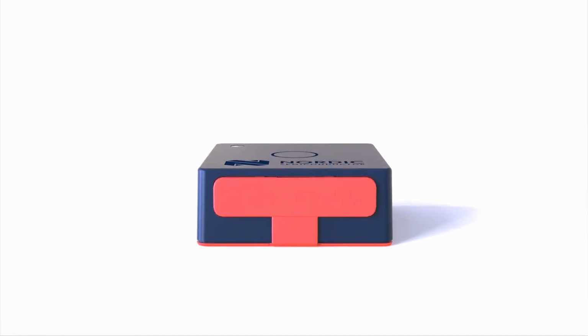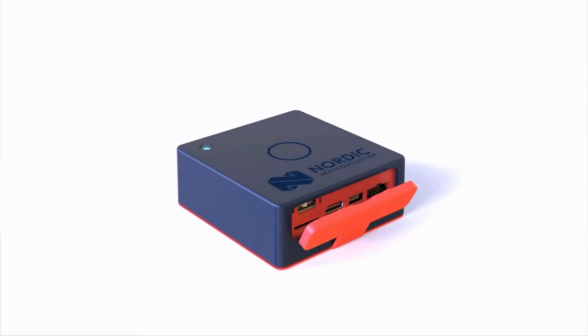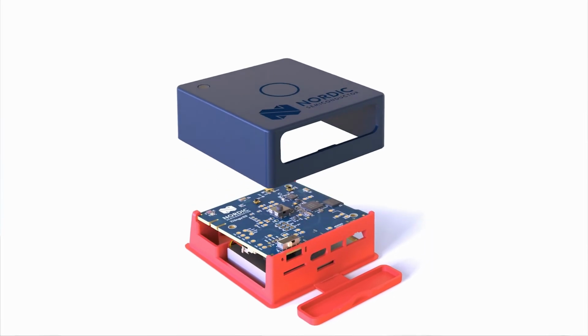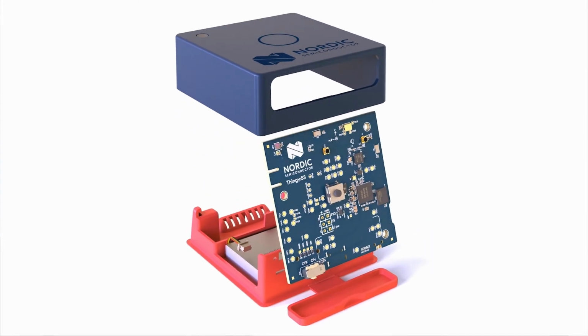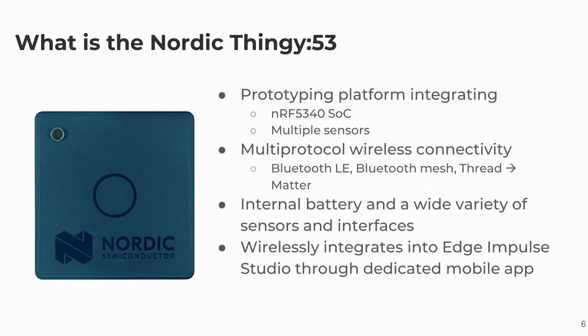So what is the solution to this problem? Well, say hello to Thingy:53. The Thingy:53 is a completely fully integrated embedded ML prototyping platform. It uses the nRF5340 system on chip as the brains of the operation. In it, we have integrated a well of sensors that can be used both to capture training data, but also be used as the input when you're running your embedded ML model.